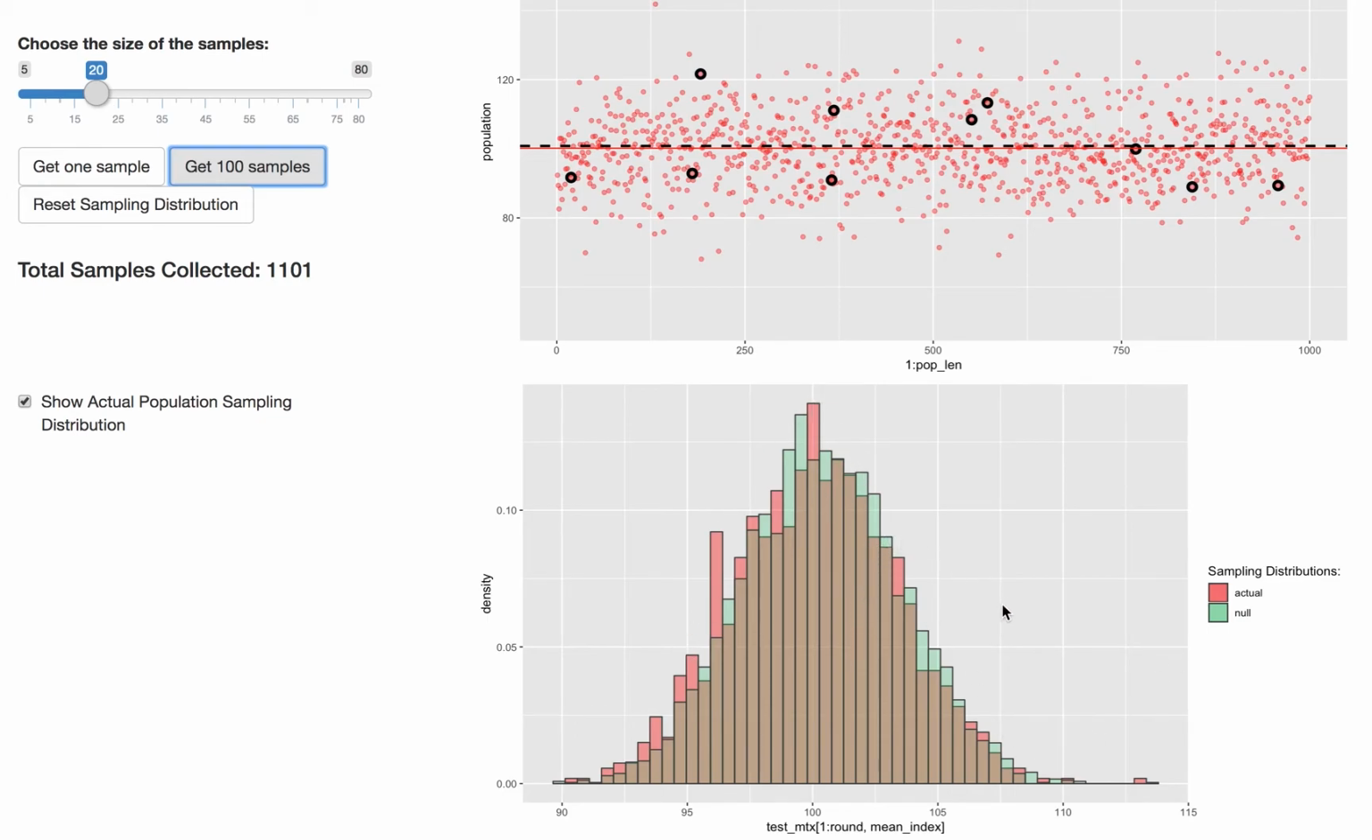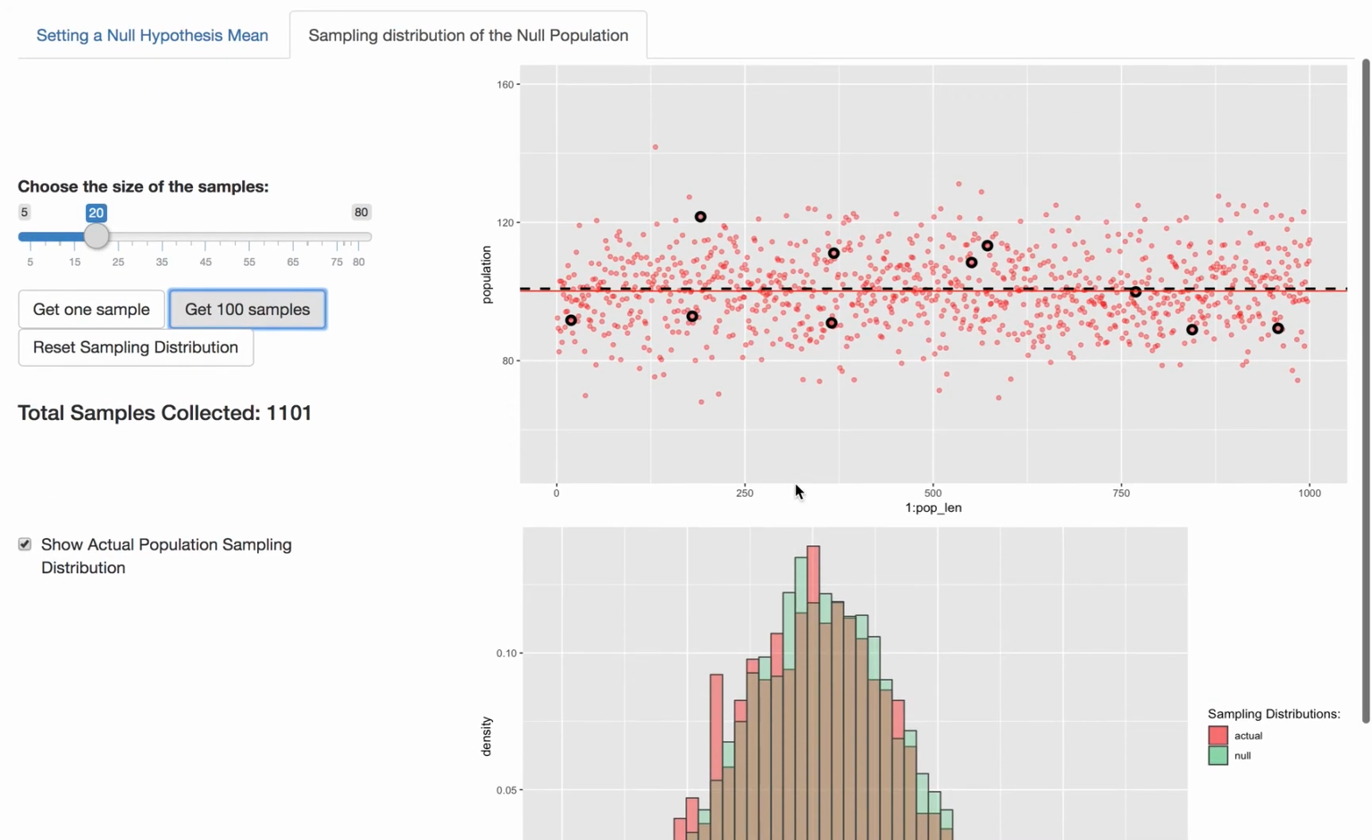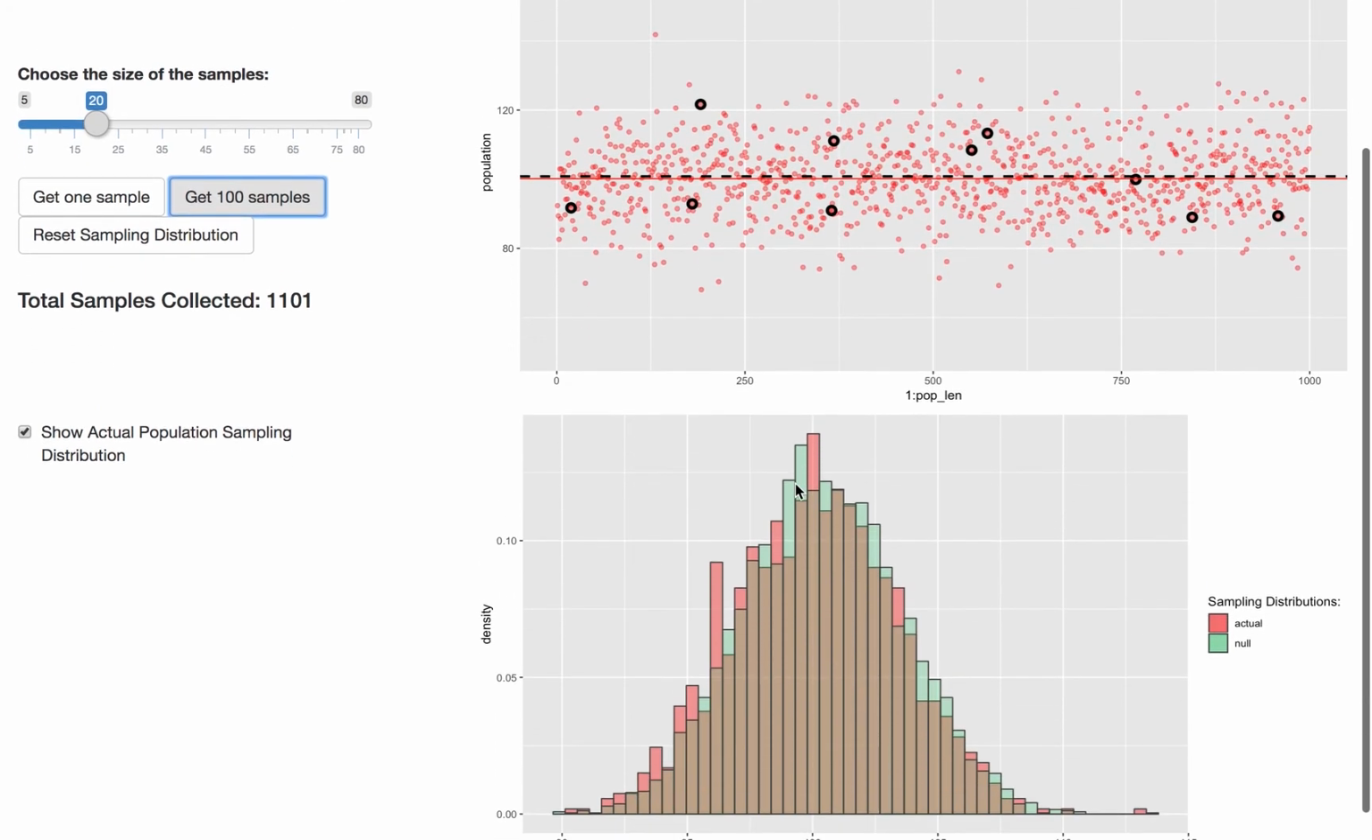So when I go out and collect a real sample mean from the actual data, remember, the green histogram dictates that, it's going to fall right in the middle of my theoretical null sampling distribution. So it won't appear as an unusual sample given that assumption. And this is the main idea behind hypothesis testing.